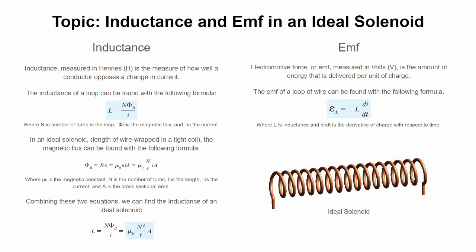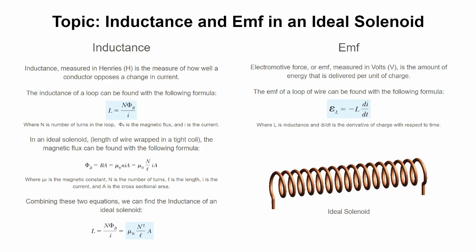To start, we must first explain the topic. Inductance, measured in henries, is the measure of how well a conductor opposes a change in current. To find the inductance of a loop, you can use the following formula, which is the number of turns in the loop multiplied by the magnetic flux over the current.